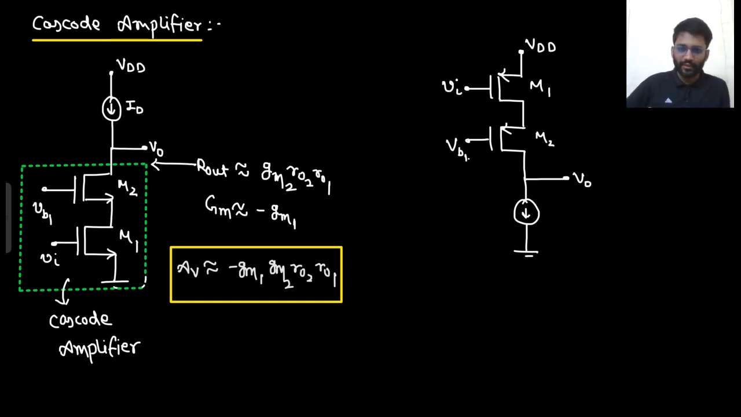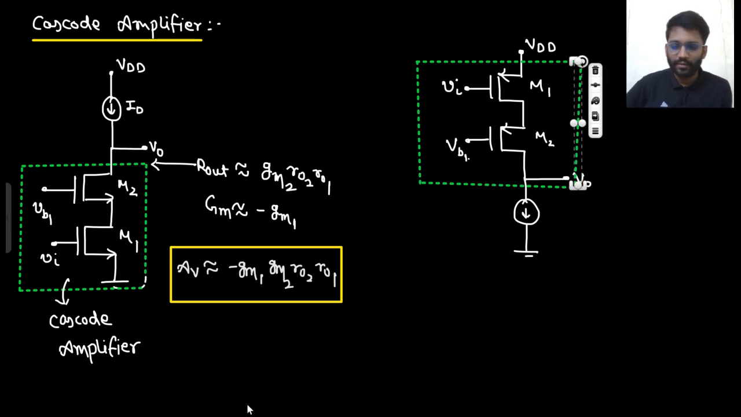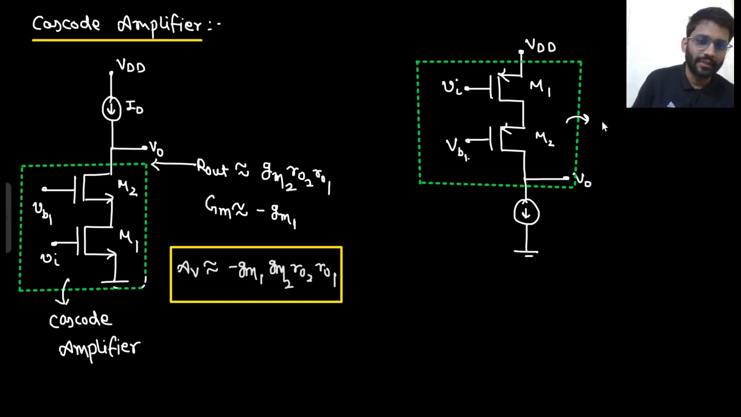Right? So this particular configuration is the cascode amplifier, right?